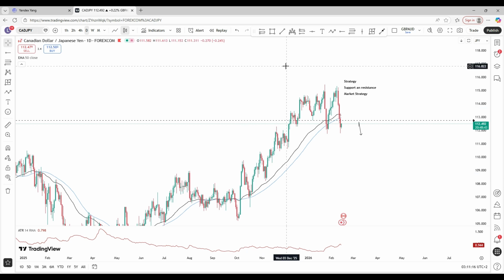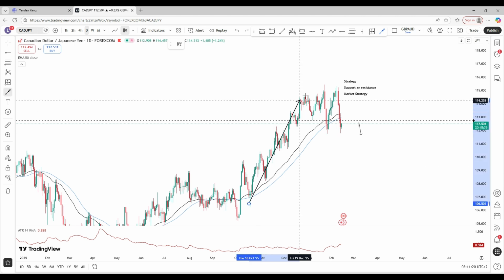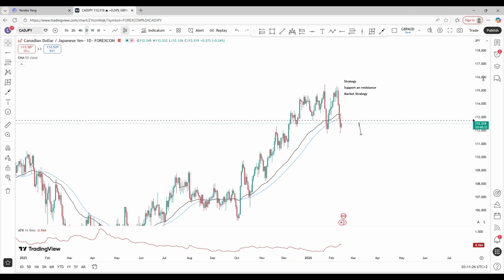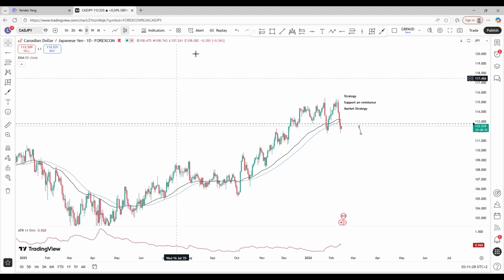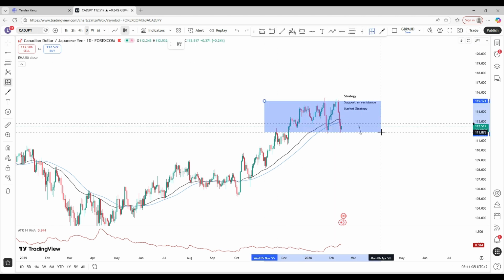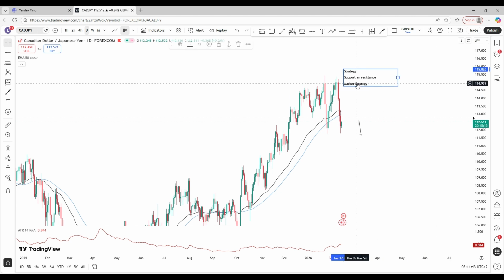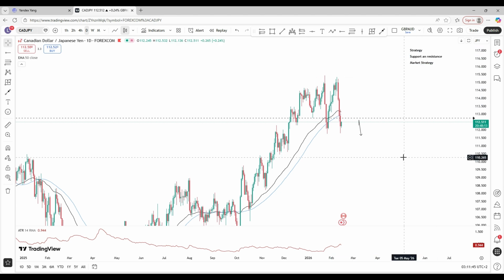So we can see that the market is showing a strong push to the upside. In the long term, this is an ascending structure. This is an uptrend. You can see that on this area, from here to here, CADJPY is in some kind of consolidation, and we're going to take advantage of this, right?